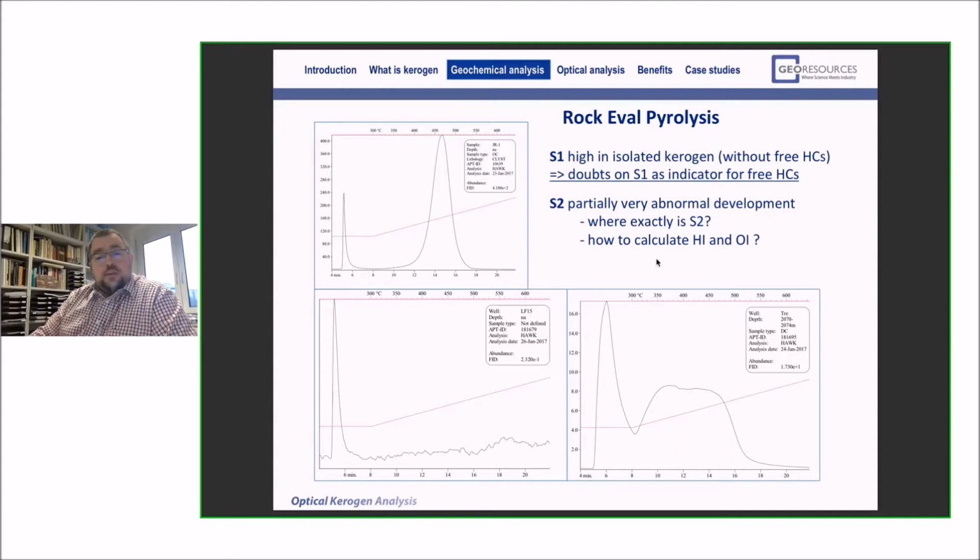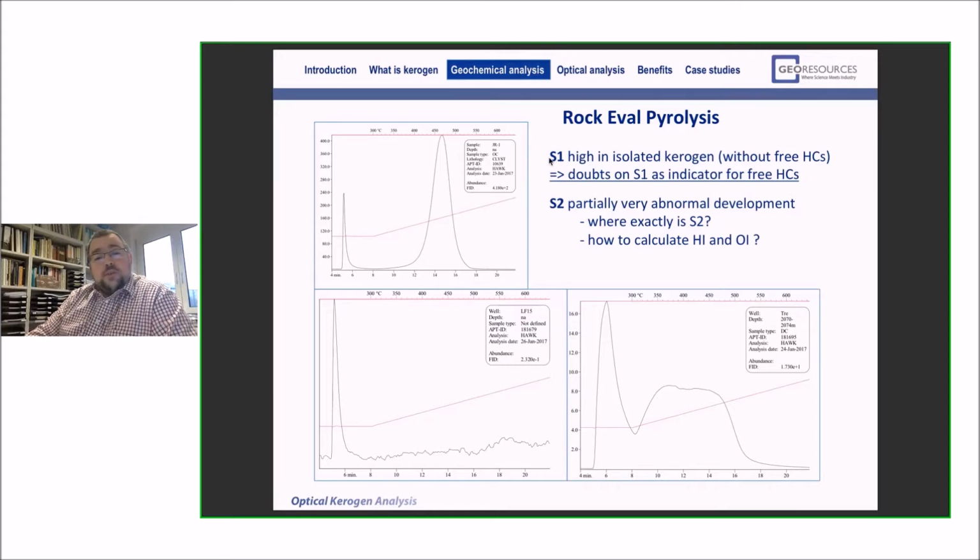And that's a point. The S2 is partially very abnormally developed. So where exactly is the S2 and how can we calculate with such a badly constrained S2 peak? How can we calculate precisely the hydrogen and oxygen conditions in this kerogen? So there's a big question mark on this.